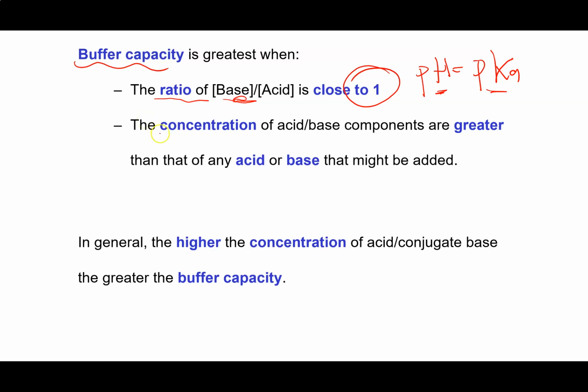The other thing that we want is the concentration of the acidic and basic components in our buffer to be as large as possible, and most importantly to be greater than that of any acid or base that we might add to our system. So we're going to try and pick things that are very soluble. Typically things that are very soluble include stuff like acetates and sodium salts, so we're going to keep in mind our solubility rules. That would be the other parameter that we would look at. We want our weak acid and its conjugate base to be as soluble as possible so we can maintain a high concentration.